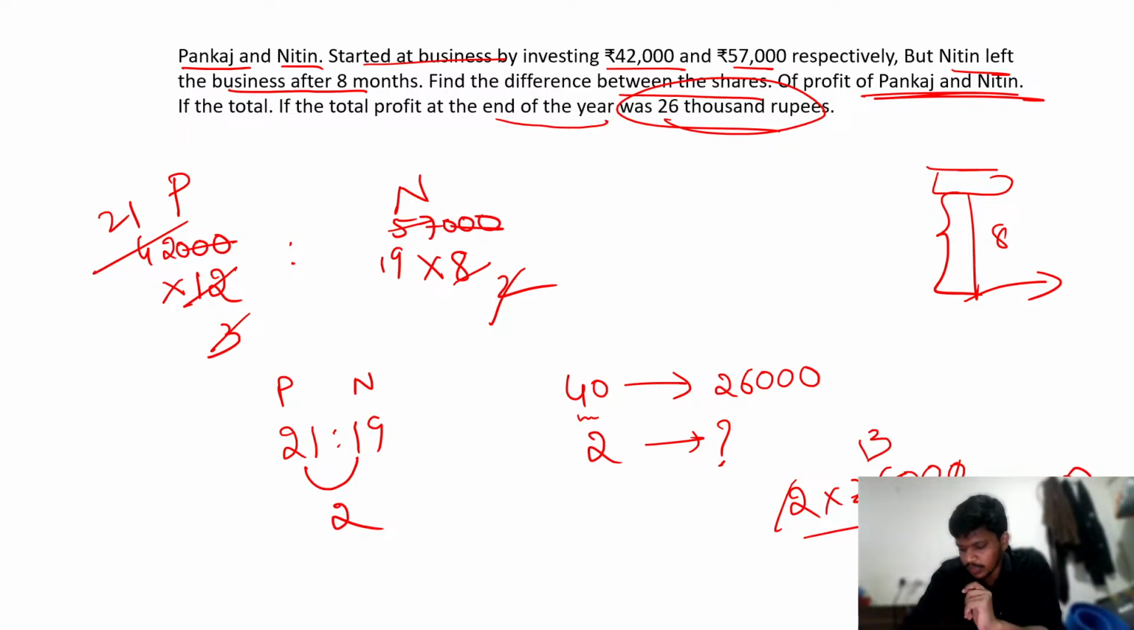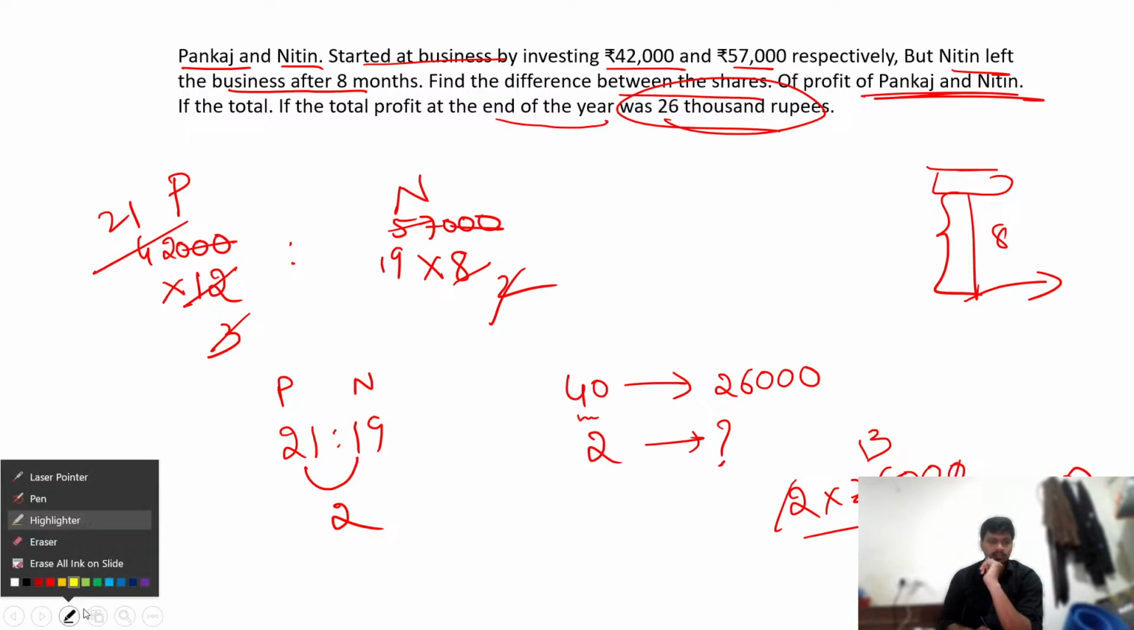If it is clear, type yes. If you want any clarity, type repeat. I will repeat the problem once again. So what we are doing here, we first need to check how much they are investing.